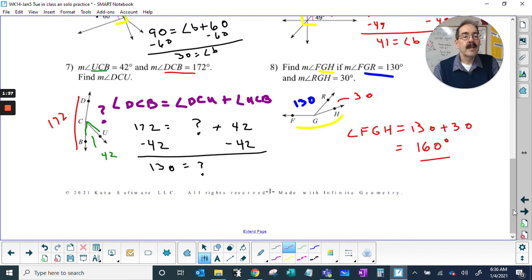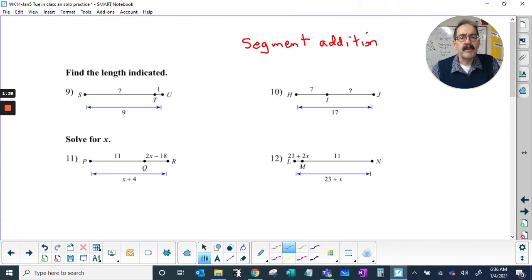All right, so now we're up to segment addition. Let's just do a simple one here. We know that the entire distance is 9 units, and this piece is 1 unit. How much is the missing piece? Absolutely, 9 minus 1 equals 8.